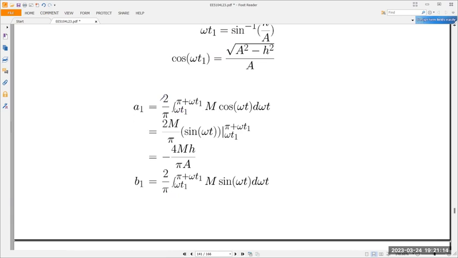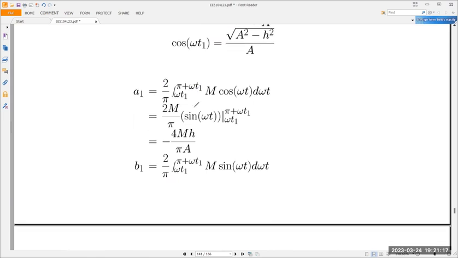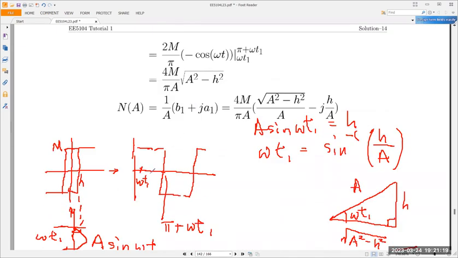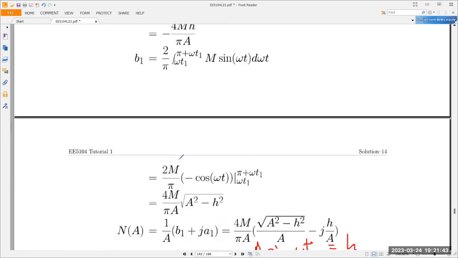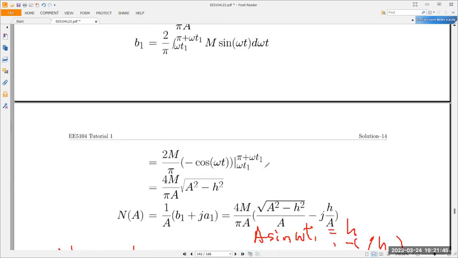So if you integrate over pi for this interval, then your signal from here to here is just m. So it's taking an m here. If you do the integration, you get this, then you get this. So that is done. Likewise, for B1, you multiply by sine, that's the Fourier series formula. Then the signal is just m if you integrate over this interval. So if you do the integration, you just get this.